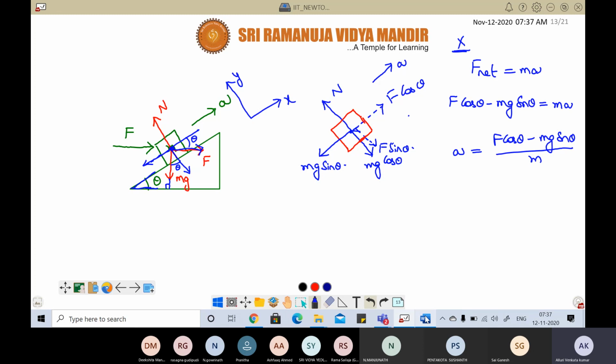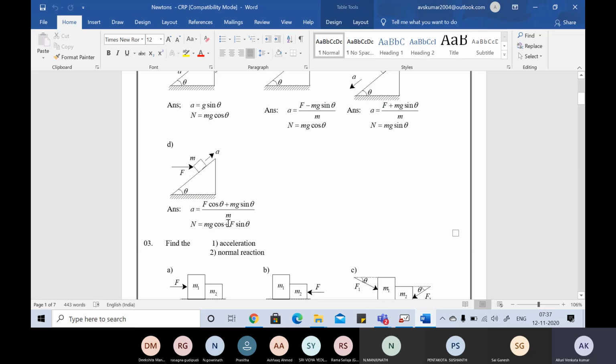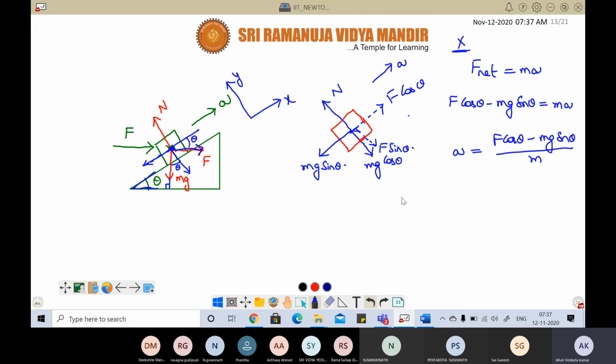What is the answer given? F cos theta minus, not plus, minus mg sin theta, divided by m. And what is the normal reaction? In the y direction, if you write F net, it equals m times a. But now in this direction, will the block move?